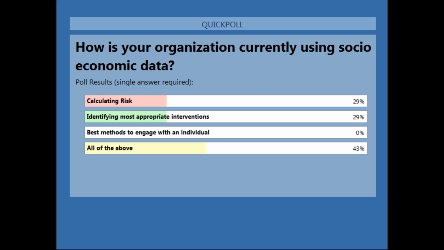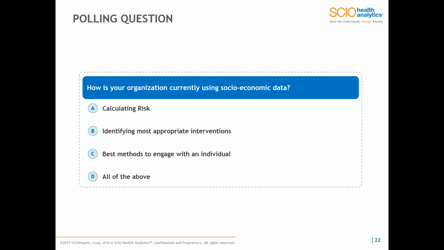Okay, Eileen, so it looks like 29% is using socioeconomic data to calculate risk, 29% for identifying most appropriate interventions, 0% for identifying the best methods to engage with an individual, and 43% for all of the above.